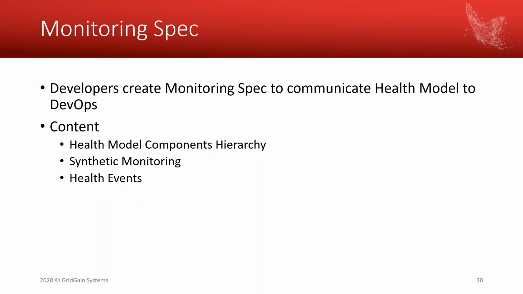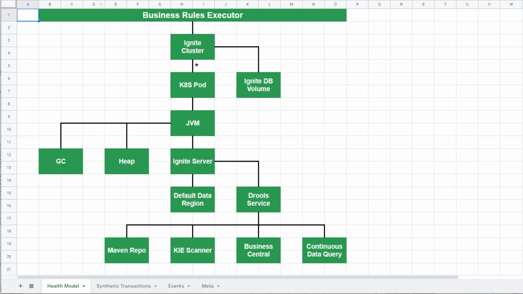Monitoring spec. That's the document that you share with DevOps to communicate your health model. The monitoring spec consists of three sections: the components hierarchy, synthetic monitoring, and health events. You can use any format to specify that health model. You can use a document, whatever, but just from experience, I really recommend using a spreadsheet. For example, I'm using Google Sheets. You can use Excel spreadsheets.